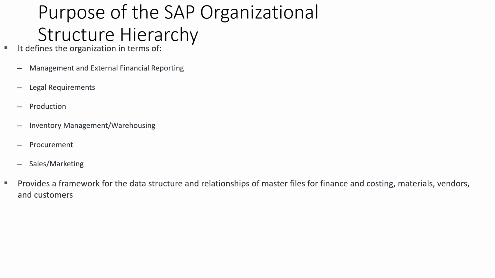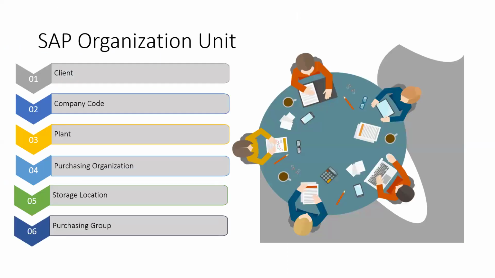For finance, it will be their company code, then their controlling area, then their business places, profit centers. And for MM, there is a different organization structure. So we are going to see the organization structure from an MM perspective. Which organizational units are available in SAP MM? These are the organization structures available in SAP MM.